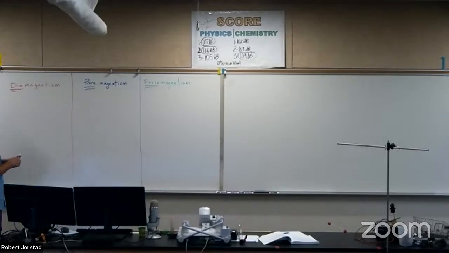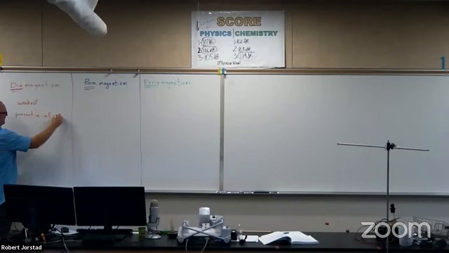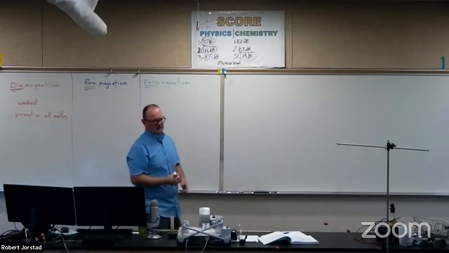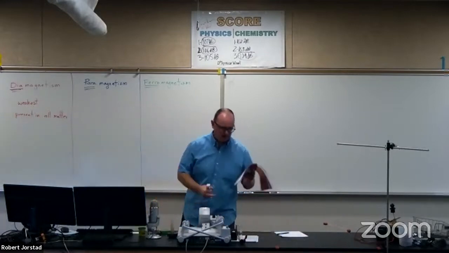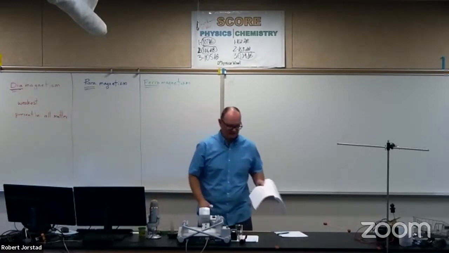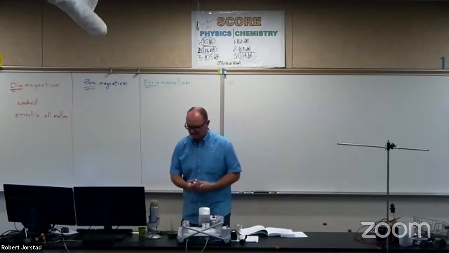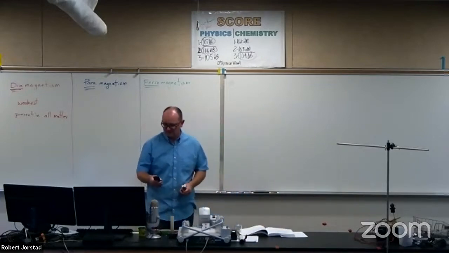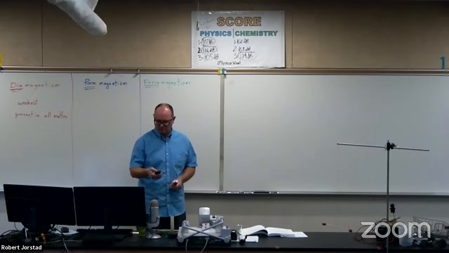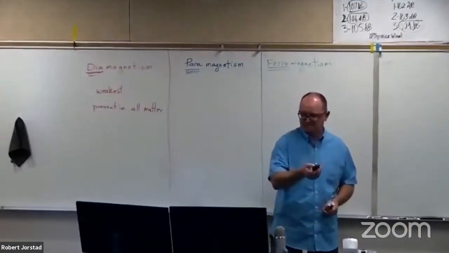So let's start off. This is the weakest form of magnetism, diamagnetism. It's present in all matter. And I should mention before we get too far along, in your workbook, I'm looking at page 219 in my book. Might be slightly ahead or behind that in your book.